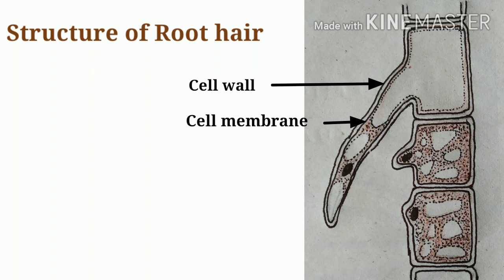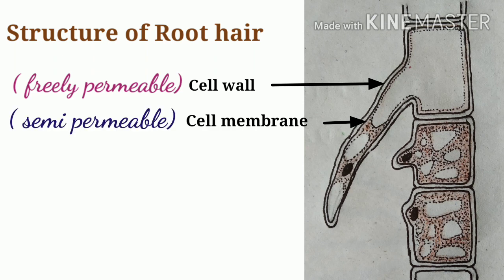The cell wall is said to be freely permeable as it allows all the substances to pass through it, whereas the cell membrane is semi-permeable. It allows the water molecules to pass through it but prevents the entry of larger molecules. This feature of the cell membrane facilitates the movement of water molecules from the soil into the root cells.